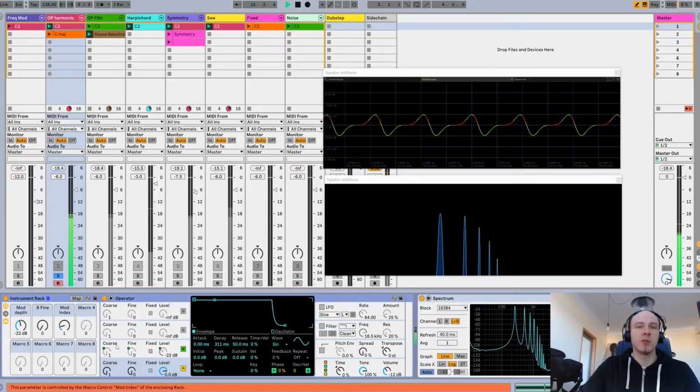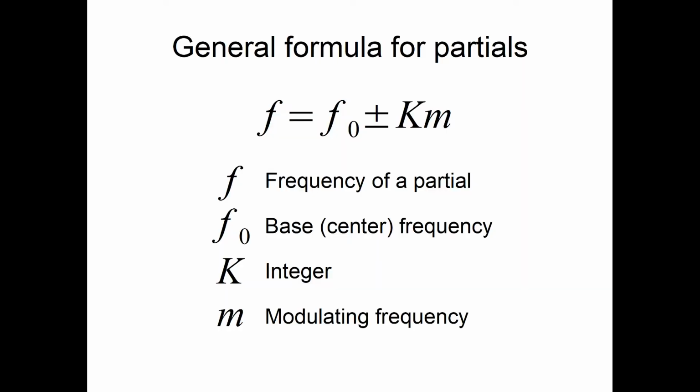Then there is a formula for that, which is, well, not that scary. Note that the integer k can be positive, and this results in a frequency higher than the base frequency. But k can also be negative, and that will result in a frequency lower than our center frequency.